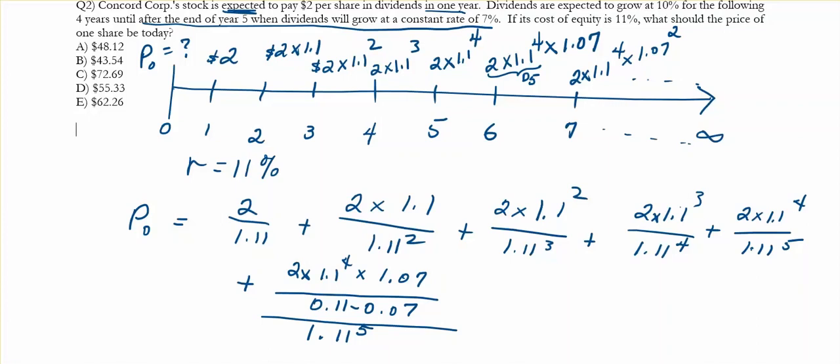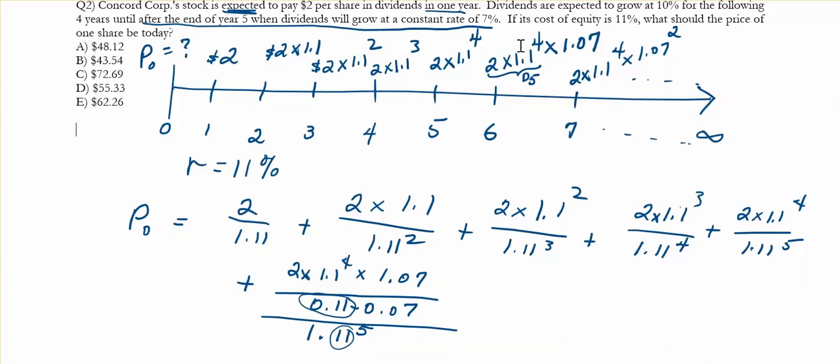Make sure that as you're plugging in all your numbers that you're keeping straight what's a growth rate and what's the discount rate. And again, the term for discount rate in this problem is equity cost of capital. So make sure you realize that the 11% here, this is your R. 7 is your long-term G.